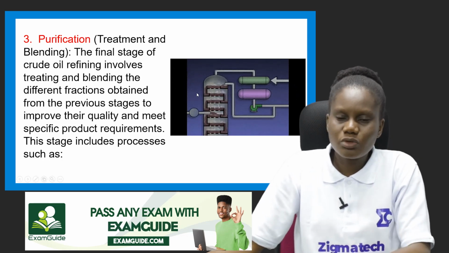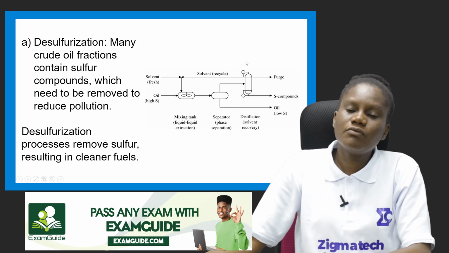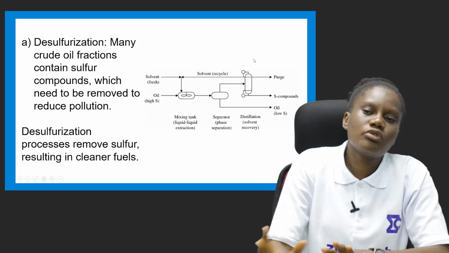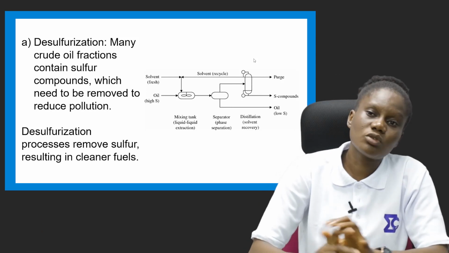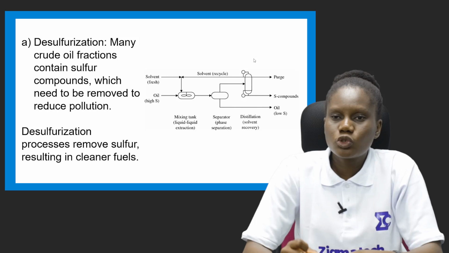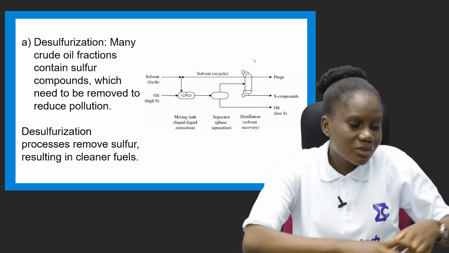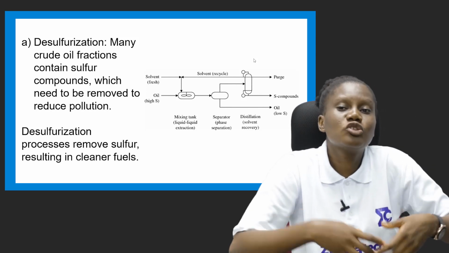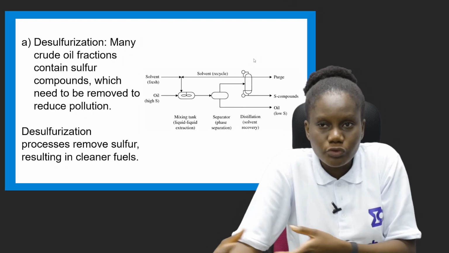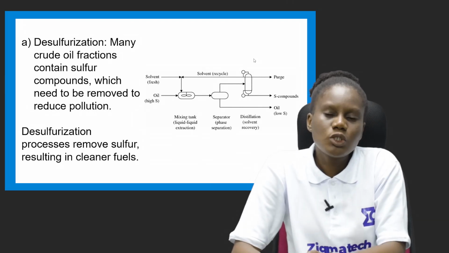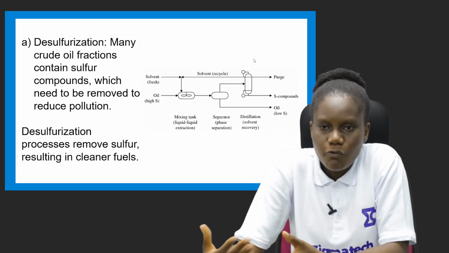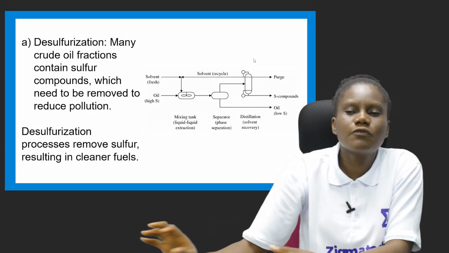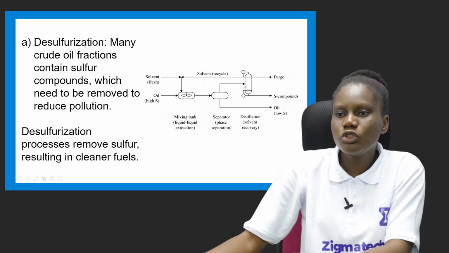So we're going to look at this process. It involves two processes, and we're going to look at it very quickly. The first is desulfurization. There are some processes involved under this purification. So you have desulfurization. Many crude oil fractions contain sulfur compounds, even after you've gotten them at that specific boiling point. Some of them contain sulfur compounds which need to be removed to reduce pollution. The desulfurization process removes sulfur, resulting in cleaner fuels. So when you remove the sulfur, you have cleaner fuels to use.